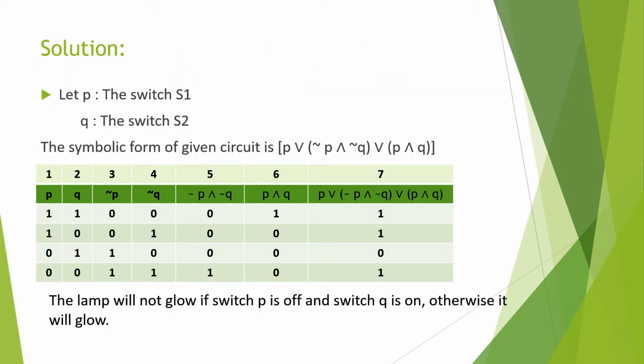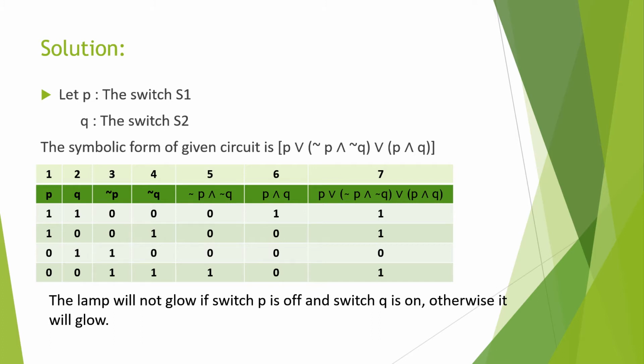So to write the symbolic form of the circuit, let P be switch S1 and Q be switch S2. Now the symbolic form of the given circuit is (P or ~P) and (~Q or P) and Q. Now you know that if two switches are in series, we write and, and if two switches are in parallel, then we write or. So using that we have converted the circuit into symbolic form.